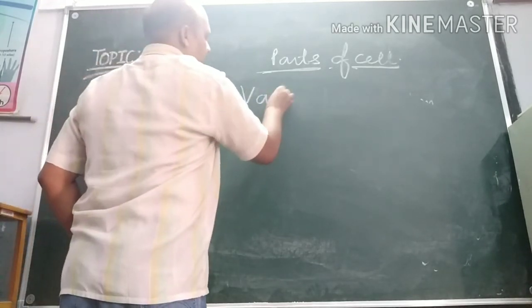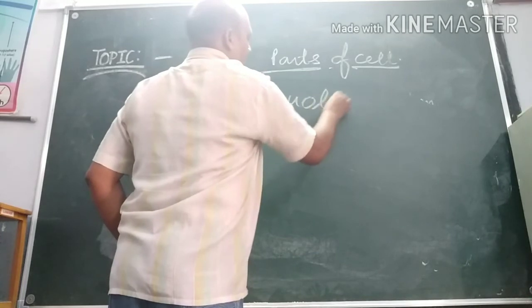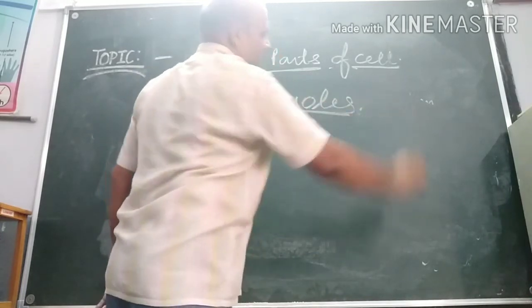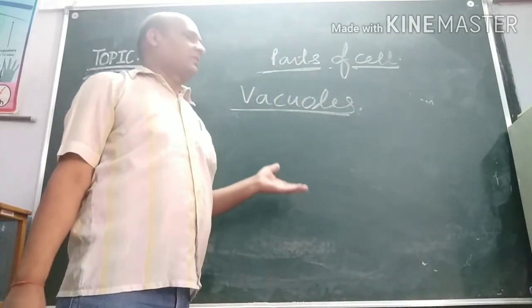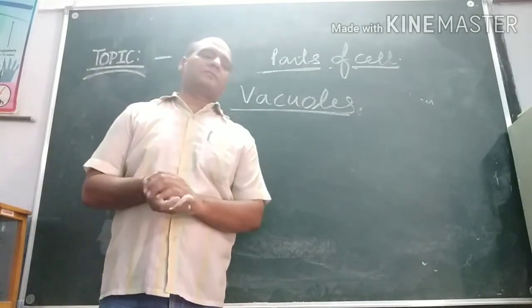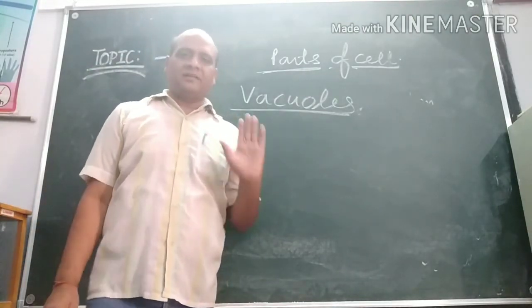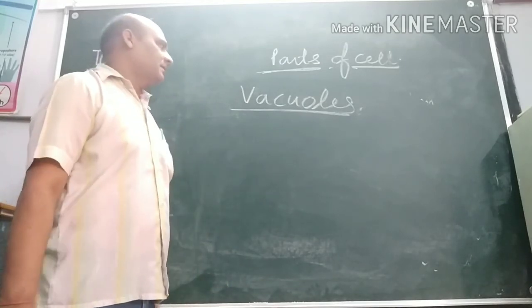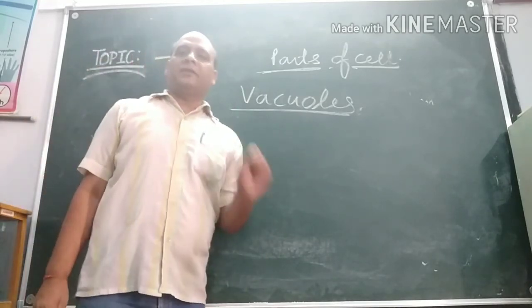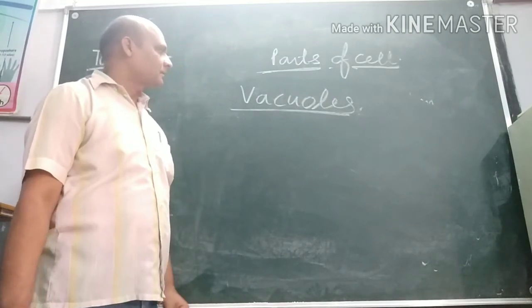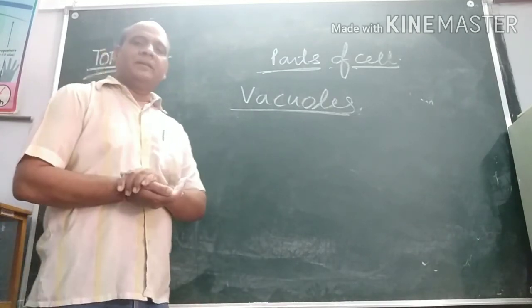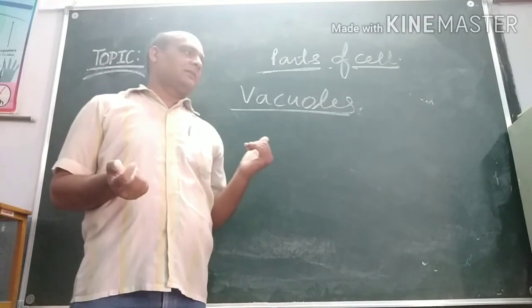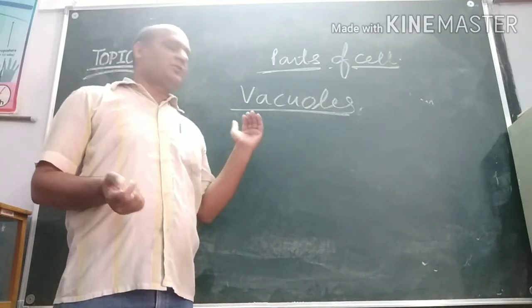Vacuoles. They are sac-like structures present in the cytoplasm. In plant cells, they are larger, whereas in animal cells, they are smaller in size. The main function of vacuoles is to maintain the osmolarity of the cell. They also store food.